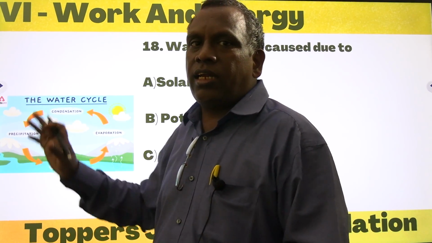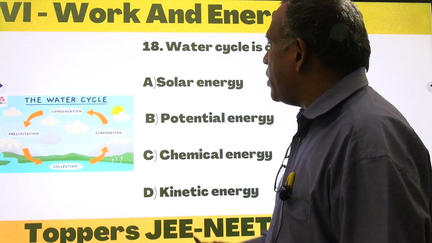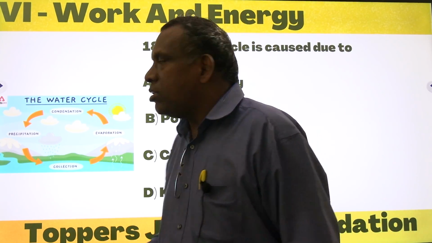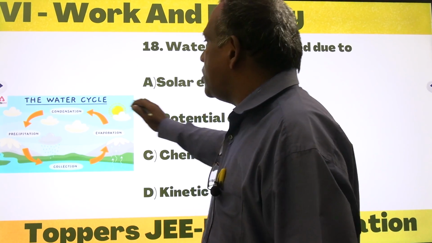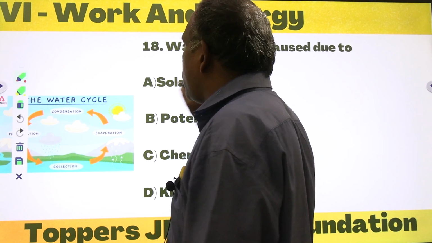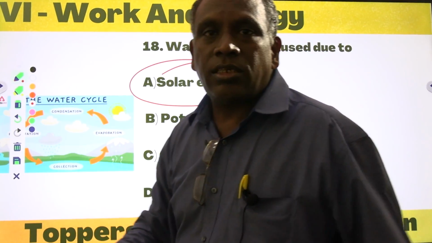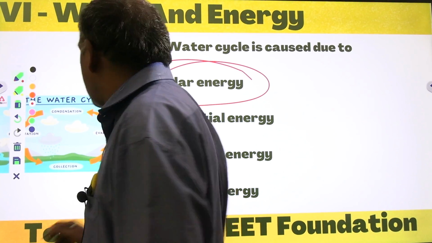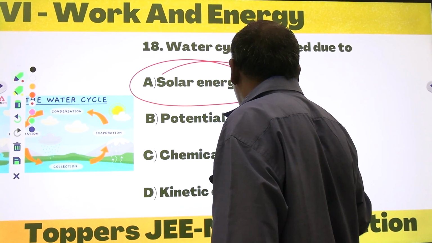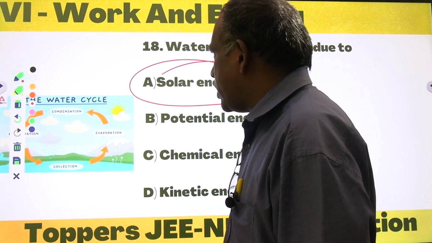So this is the cycle. Water converts into vapor, and again vapor converts back into water. The main responsible factor for this water cycle is only solar energy. Solar energy is the main reason for the water cycle. So that's why solar energy is the right answer for this question. The remaining options, potential, chemical and kinetic energy, are not correct.